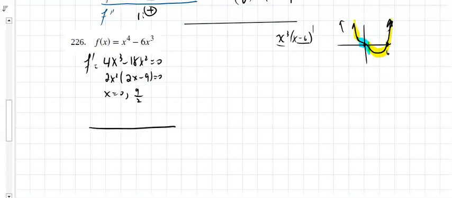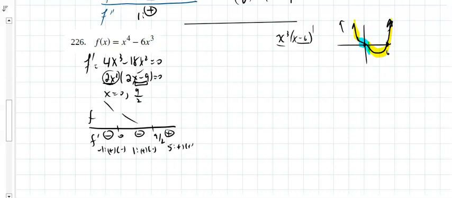So if I do my testing, there is 0, there's 9 halves, there's the derivative, there's f. If I pick a point to the left of 0, say negative 1, when you square it, it becomes positive. And negative 2 minus 9 is negative. Positive times a negative is a negative. A point between 0 and 9 halves, say 1. Put a 1 in there, that's always positive. 1 in there, 2 minus 9 is negative. That's also negative. A point to the right of 4.5, say 5. That's positive. And if you put a 5 in there, 10 minus 9 is positive. So we get, okay, I gotta do that a bit better than that.